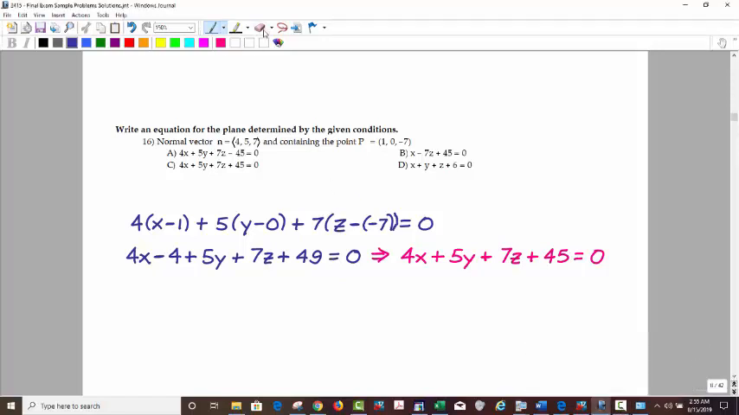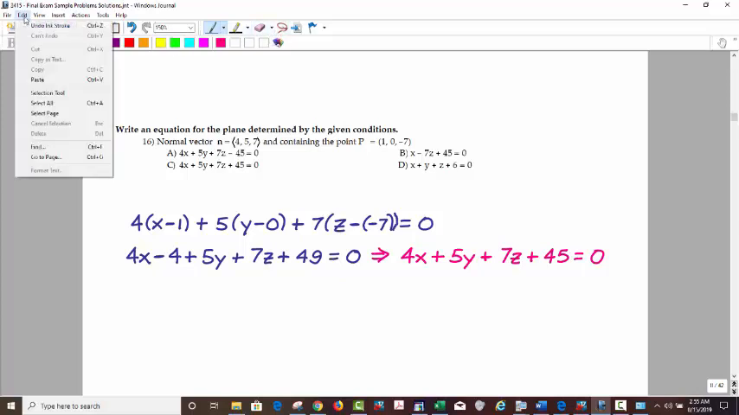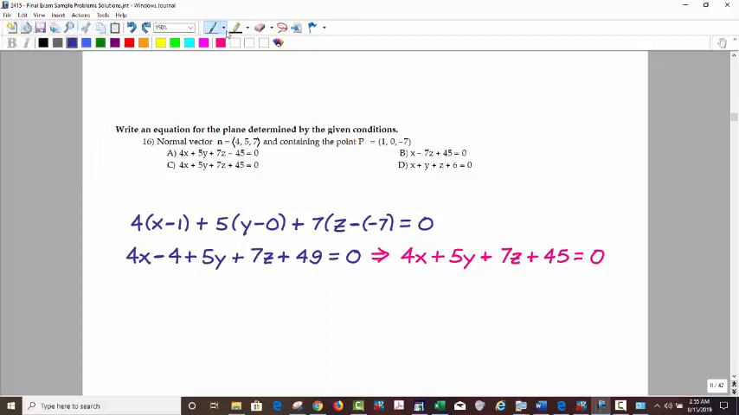I put that parenthesis in there, but it looks pretty bad, so I'm just going to undo it. I just wanted you to see that I did miss that one parenthesis. Fortunately, it's not too troubling for the problem. So you see we have 4, 5, 7, and then it'll be x minus 1, y minus 0, and then z minus negative 7.